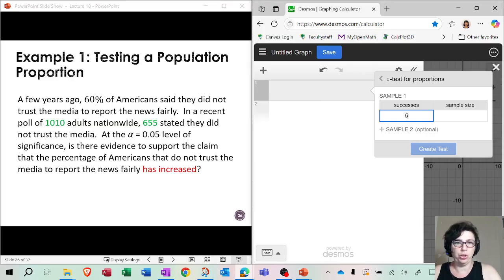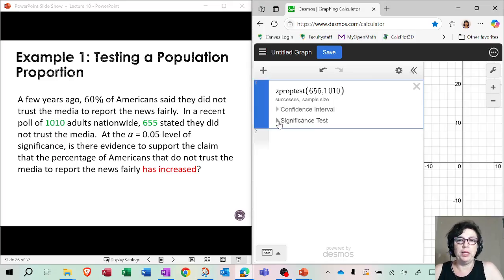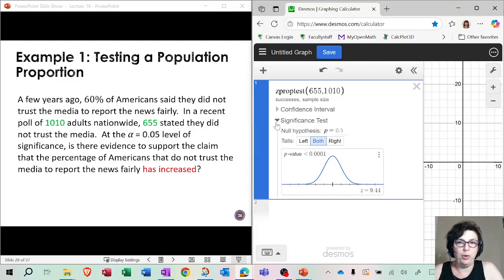So successes is always less than the sample size. So we put that in, and it's not red, which means we found it correctly. Let's click on create test. We're going to expand the significance test menu.